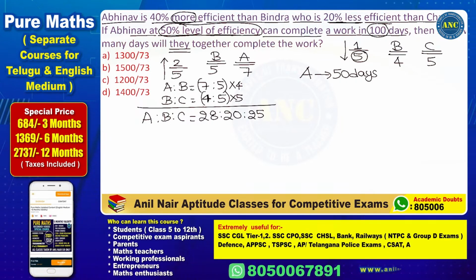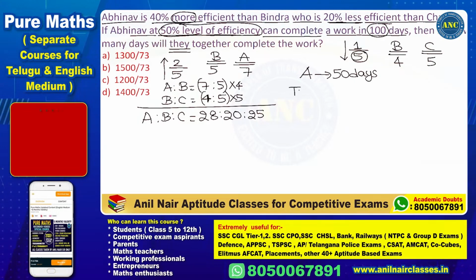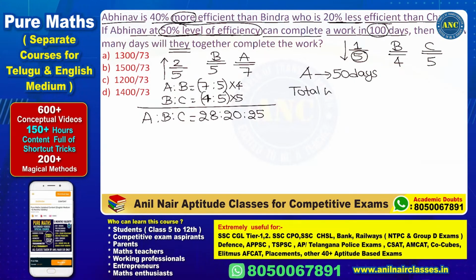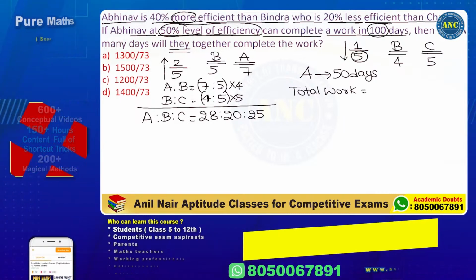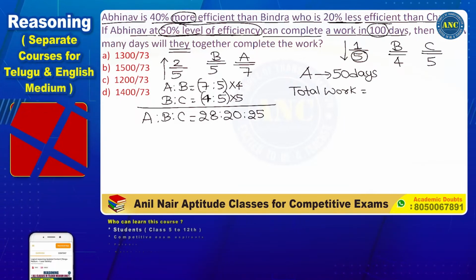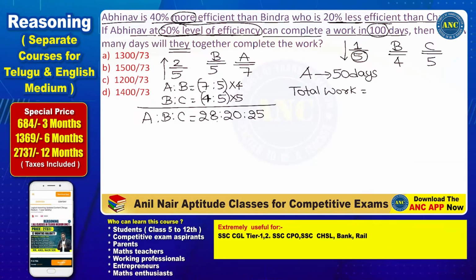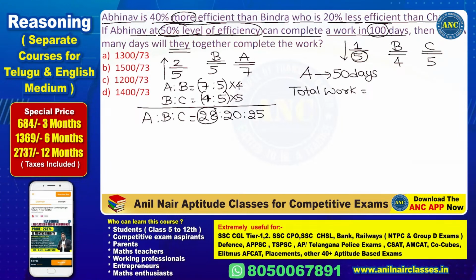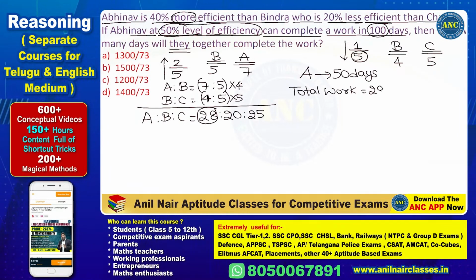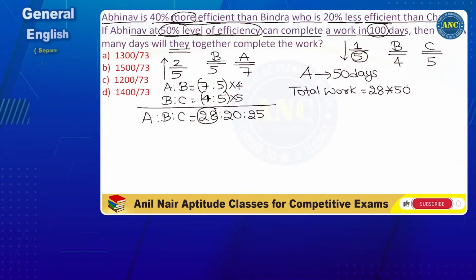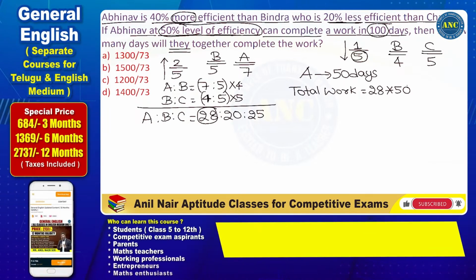Now same logic, sir. Let us find the total work. Can I say that if A is working for 50 days, he will complete the work alone? And in 1 day, he can distribute 28 chocolates. In 50 days, he can distribute 28 into 50 chocolates, which are there in the box. That is nothing but the total work. So total work we came to know.